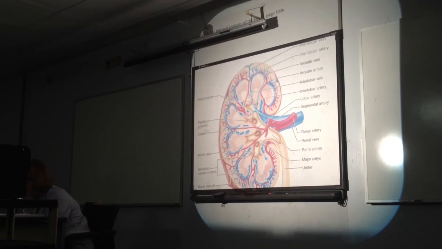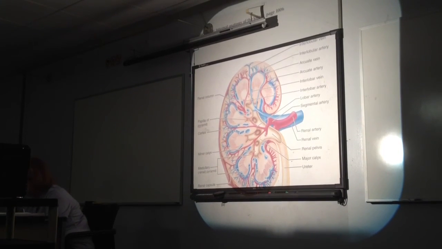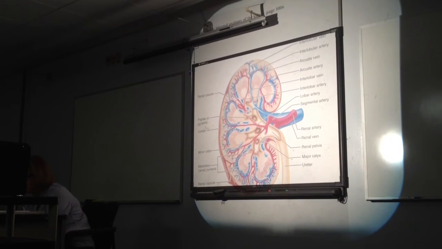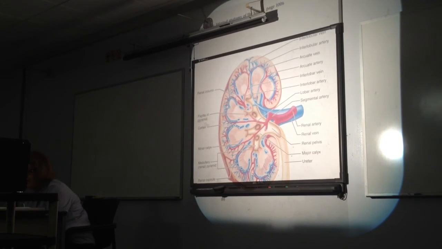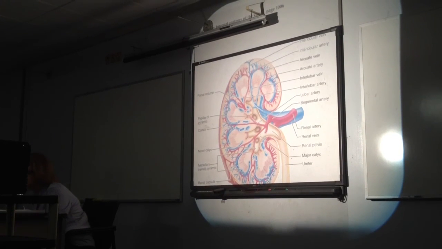And then M, the renal columns are extensions of the cortex that dip between the pyramids.